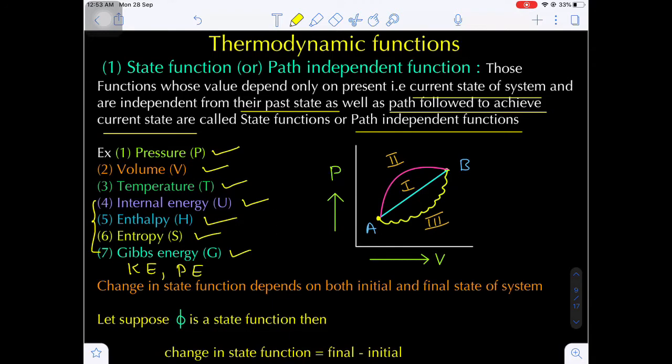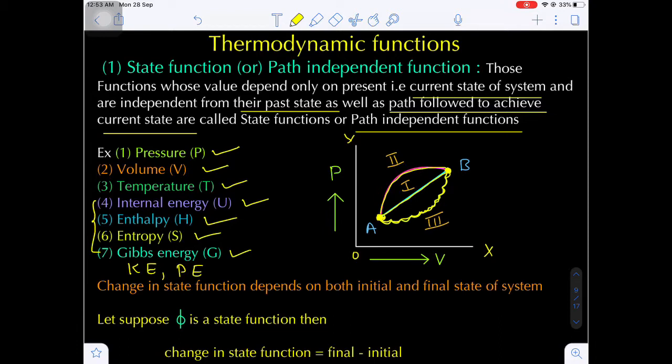Okay. Let's suppose I am taking one example here. I am taking the volume on the x-axis and pressure on the y-axis. Let's suppose I am moving from point A to point B. Point A is state 1 and point B is state 2. When a system moves from point A to point B, there are different paths. Let us say this is the first path, which is a direct path. The system can move from initial point A to final point B through path 1. Otherwise, there is another path, path 2, and also another path, path 3.